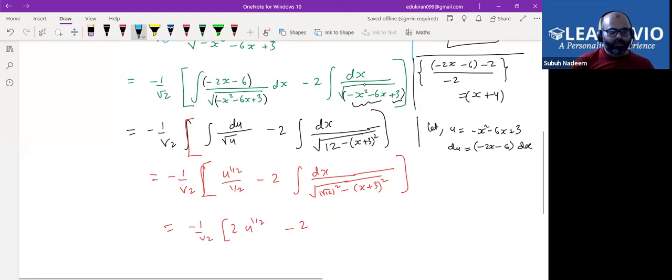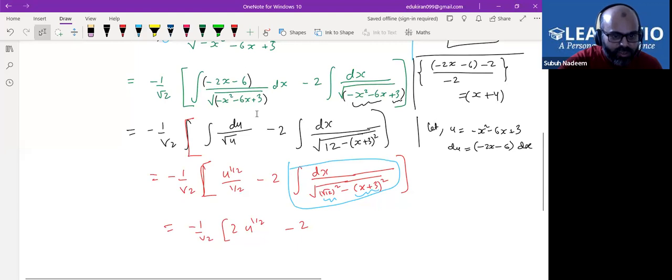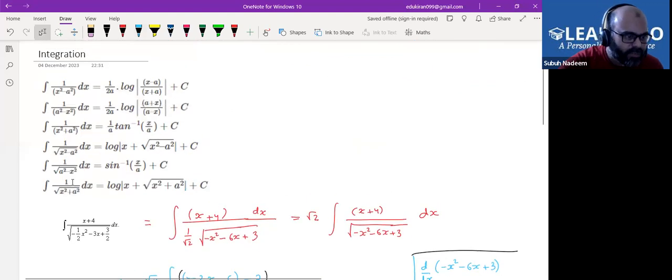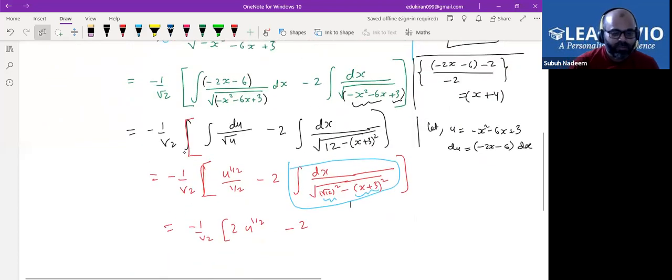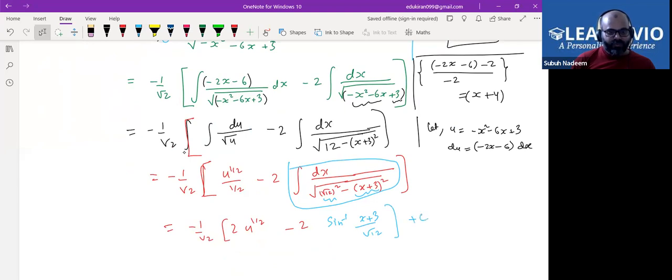Now here the formula will be applicable, a square minus x square. This is x plus 3 in place of x. It is a linear extension only. So what is dx by root over a square minus x square? It is sine inverse x by a. So this will become sine inverse, x meaning x plus 3 and a meaning root 12, and then plus c. First write till here, then we'll write the final answer.